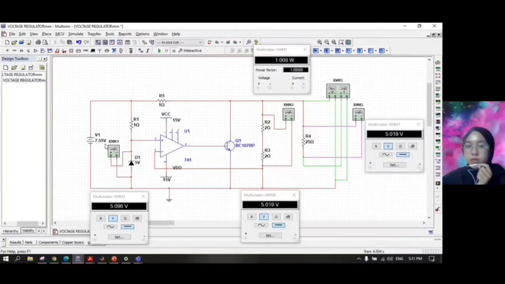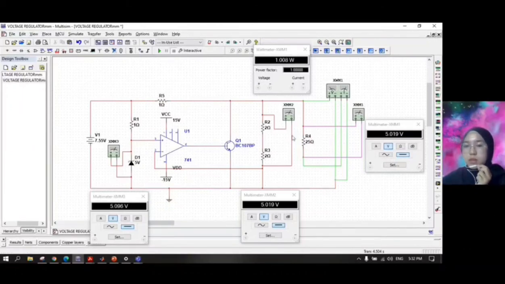For the input voltage, we are using 7.55 volt. For R1 and RS, which is R5, we are using 1 ohm. For the sinusoid, we are using 5 volt. For the operational amplifier, we are using 741. For the BJT, we are using BC107BP. For R2 and R3, we are using 2 ohm. And lastly, R4, which is RL, we are using 25 ohm.